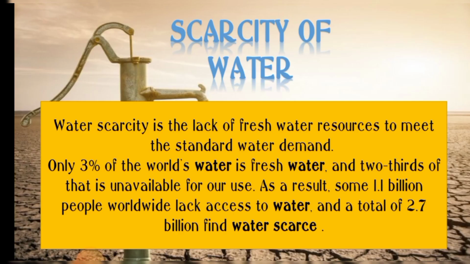Okay, but there is one major problem, that is scarcity of water. Water scarcity means lack of fresh water resources to meet the standard water demands. As I have told you, oceans have salty water. That's why they are unfit for drinking. And on Earth, only 3% of world water is available as fresh water. As a result, some 1.1 billion people worldwide lack access to water and a total of 2.7 billion find water scarce.